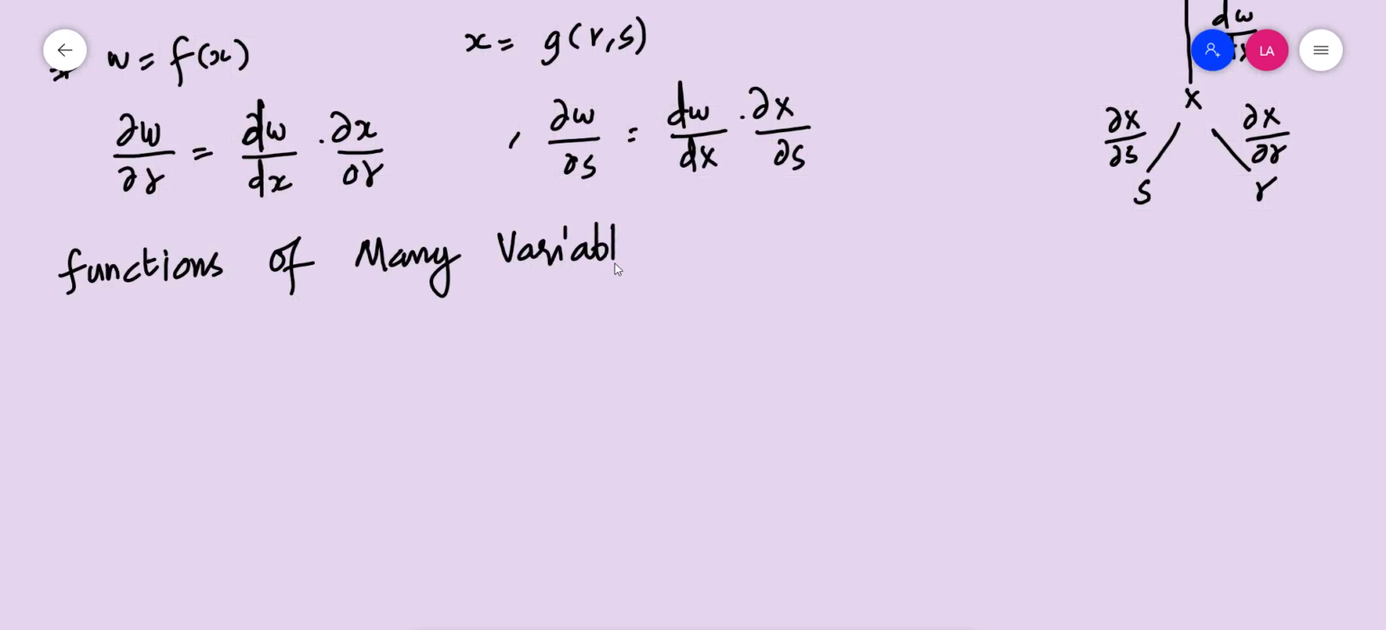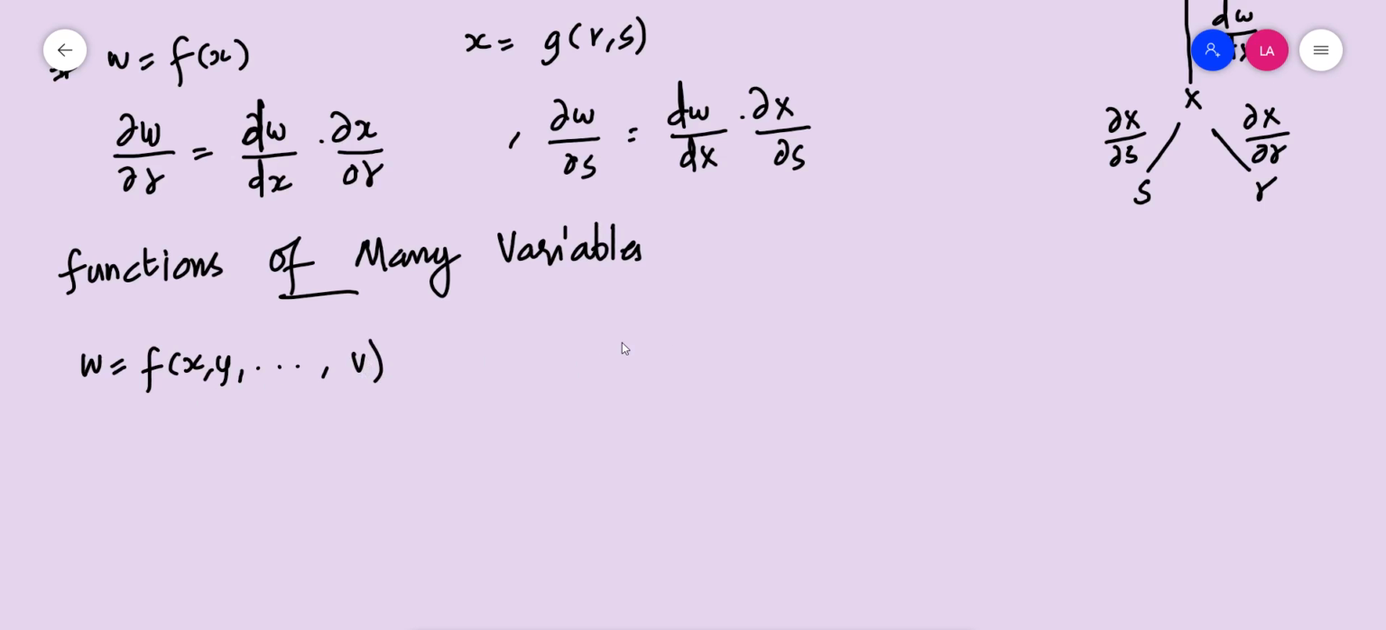That is, in this case the function f depends on many variables. Each of the variables depends upon many other variables. So in that case, w is actually f of x, y, z, etc. v, and each of the variables depends upon more other variables.